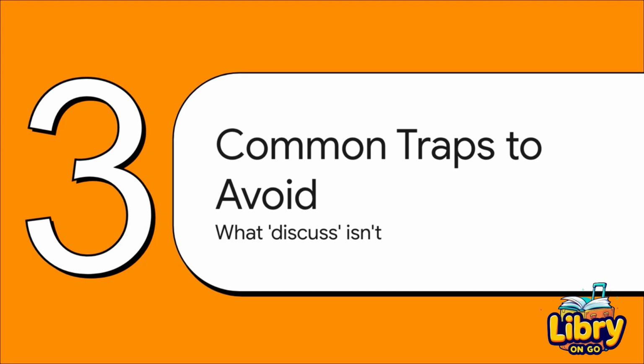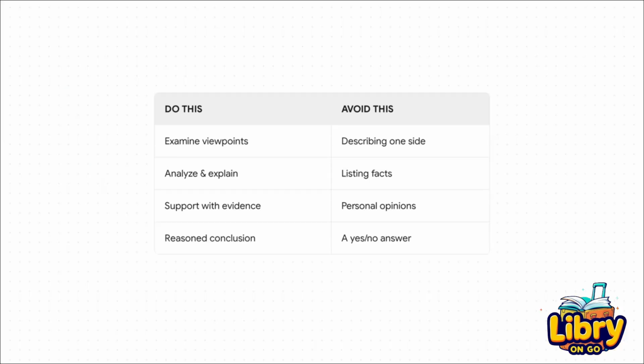Sometimes the best way to figure out what to do is to learn what not to do. So let's flip this on its head for a second and look at some of the most common traps that people fall into when they see that word, discuss. Okay, check this out. You want to examine different viewpoints, so avoid just describing one side. You need to analyze and explain, not just list a bunch of facts without connecting them. You absolutely must support your points with evidence, not just your personal opinions. And finally, you're aiming for a well-reasoned conclusion, not just a simple yes or no.